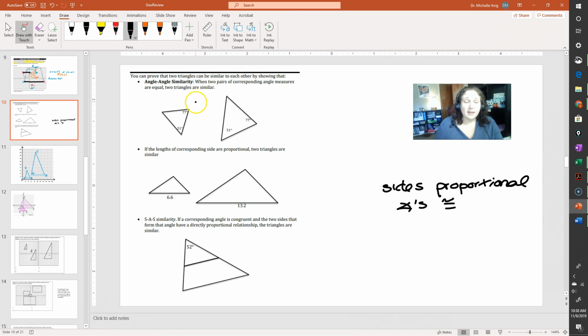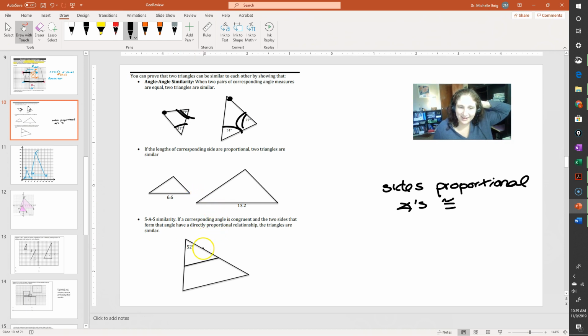So in this case, when we have 51 and 51 and 77 and 77, we know that when we subtract, these values have to be the same. That's it. Here it says if the lengths of a corresponding side are proportional, the two triangles are similar. I think you need to have more than just one side. So that one we're going to kind of leave.